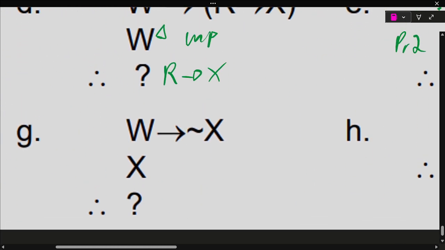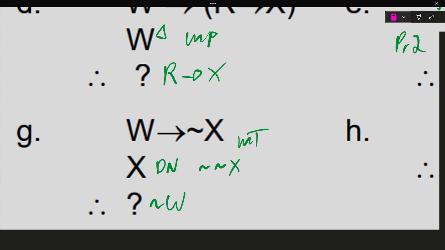If W, then the negation of X, and we have just X, it may appear as though we can't do anything with this. We can't use MP, and we cannot immediately use MT, because we have one less negation sign in it. Instead, if we use double negation on the X, it brings us negation of the negation of X, which we can plug into premise 1 through modus tollens to bring us the negation of W.